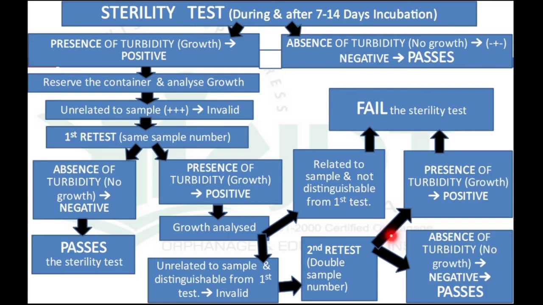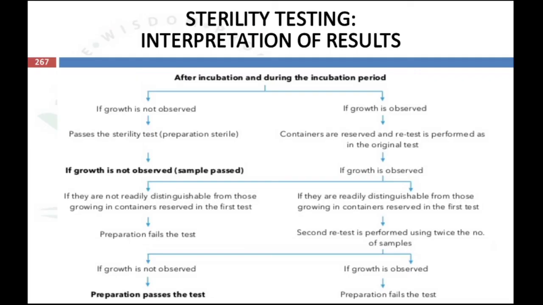and after 7 to 14 days we can observe either absence of turbidity, which indicates there is no growth, which indicates a negative test for sterility, and it passes the test for sterility. And if there is a presence of turbidity, it indicates a positive result for sterility testing, and it fails the test for sterility. So in short, after and during the incubation of sterility testing, if no growth is observed, the sample is considered as passed for the sterility test.